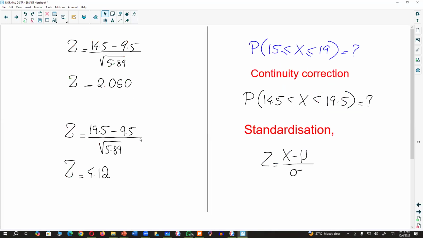Now there is a continuity correction. We want to deal with 15 and 19. So what we do, it will become 14.5 and 19.5, a correction of 0.5.